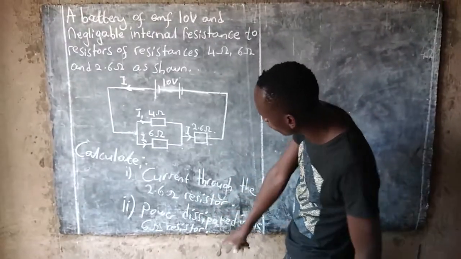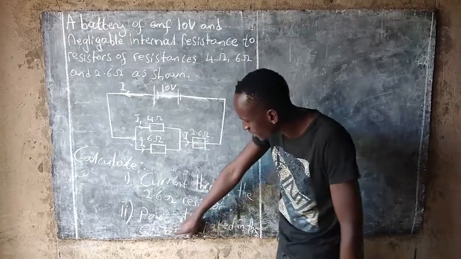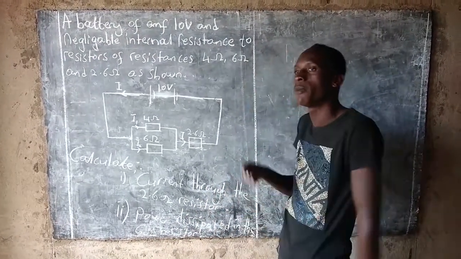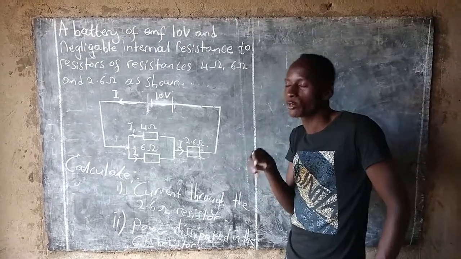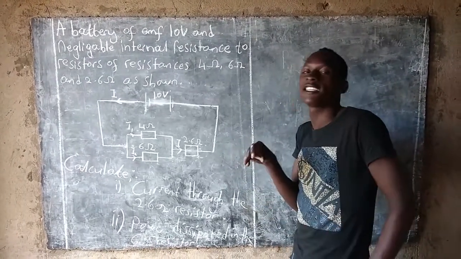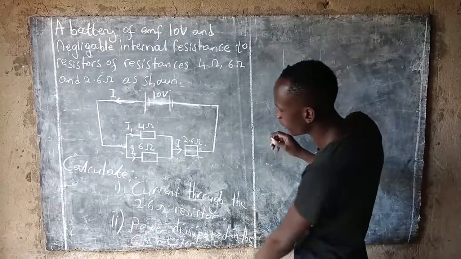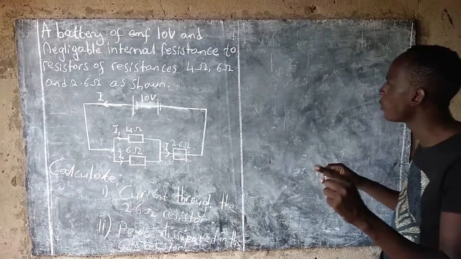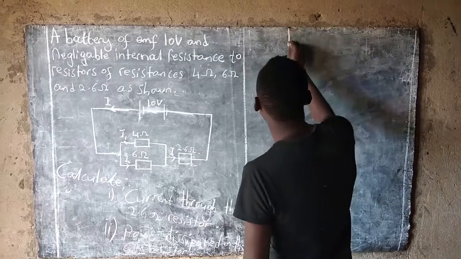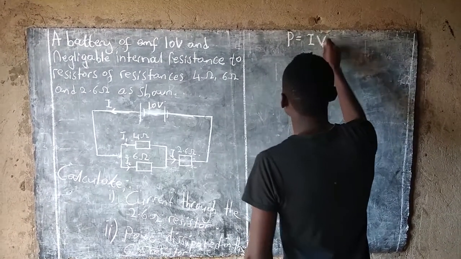This means the question is saying to calculate the power dissipated in the 6 ohm resistor. Remember, power is the rate at which electrical energy is converted into other forms of energy. Now, the power dissipated in the 6 ohm resistor. Before that, let me talk about power briefly. We know that power equals IV, right?